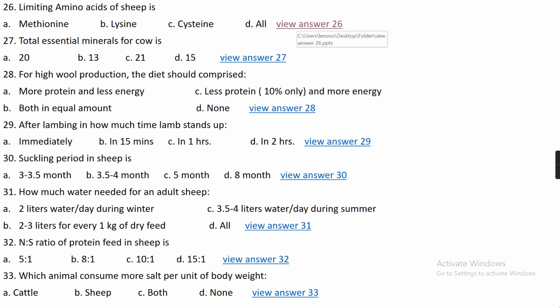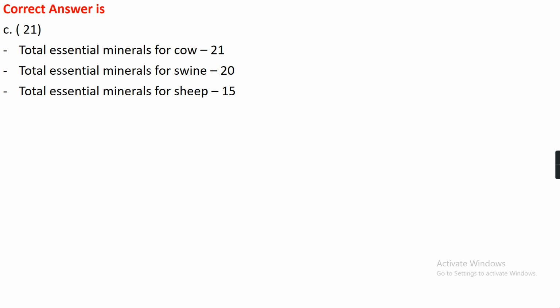Okay. Question number 27. Total essential minerals for cow is option A 20, option B 13, option C 21, or option D 15. The right answer is 21. Total essential minerals for cow is 21, for swine is 20, and for sheep is 15. Essential minerals are those minerals which are not present in the body and need to be supplied from an exterior source.